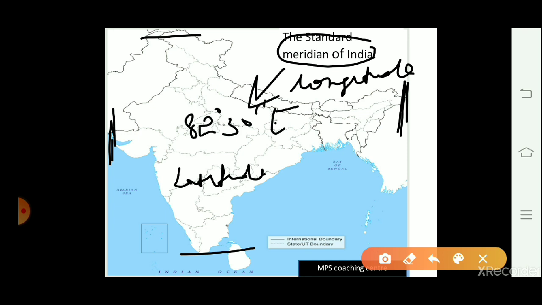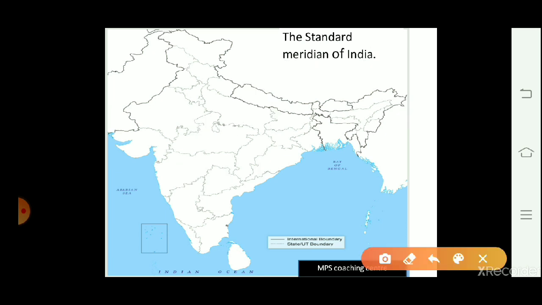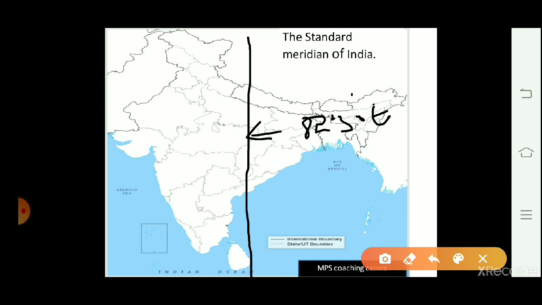For this we have to follow one trick. We simply have to make one straight line from Sri Lanka to the northernmost edge of the country, and this line automatically passing through middle of the country while representing 82 degree 30-minute east as a standard meridian of our country.